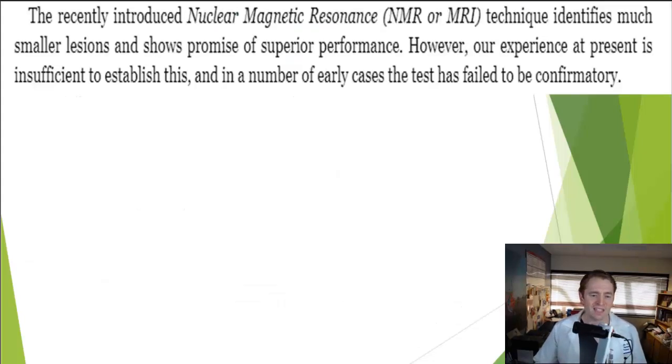Now, going back to the misdiagnosis problem, this is a section from his book, a quote where he talks about diagnosis of MS, and he says, "The recently introduced nuclear magnetic resonance scan, NMR or MRI technique identifies much smaller lesions," he's comparing it to CT scans, "and shows promise of superior performance. However, our experience at present is insufficient to establish this, and in a number of early cases, the test has failed to be confirmatory."